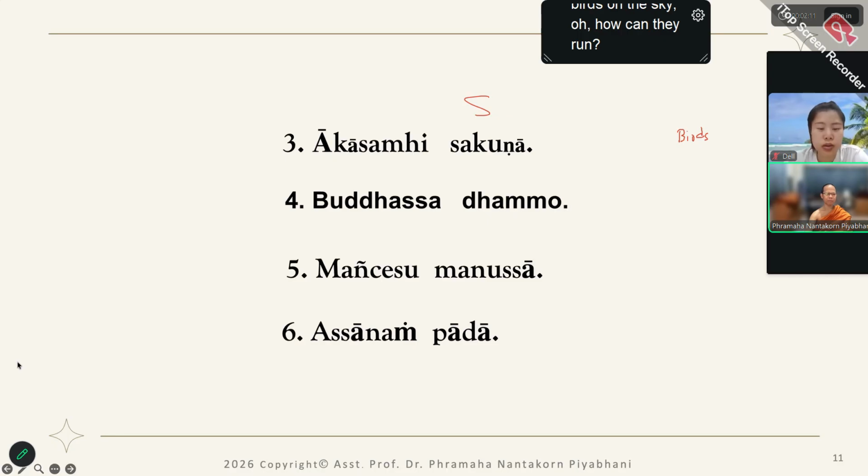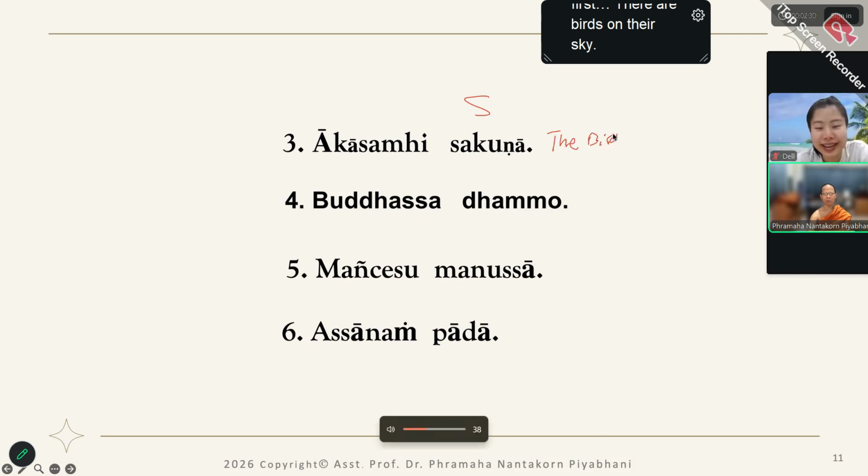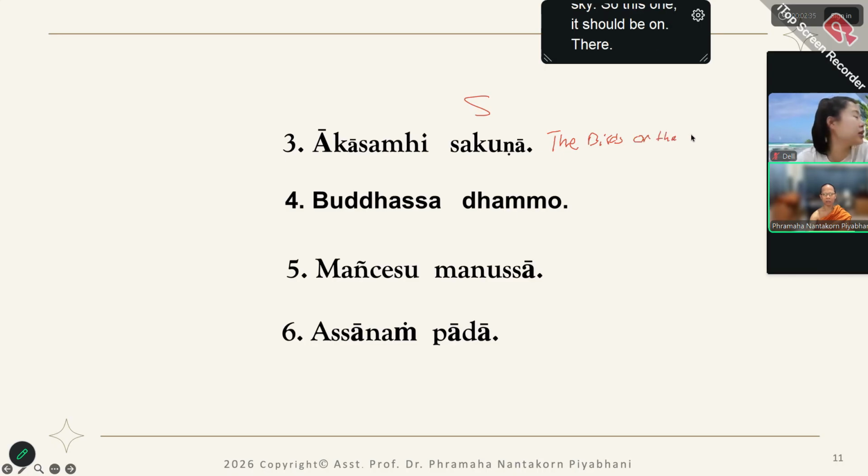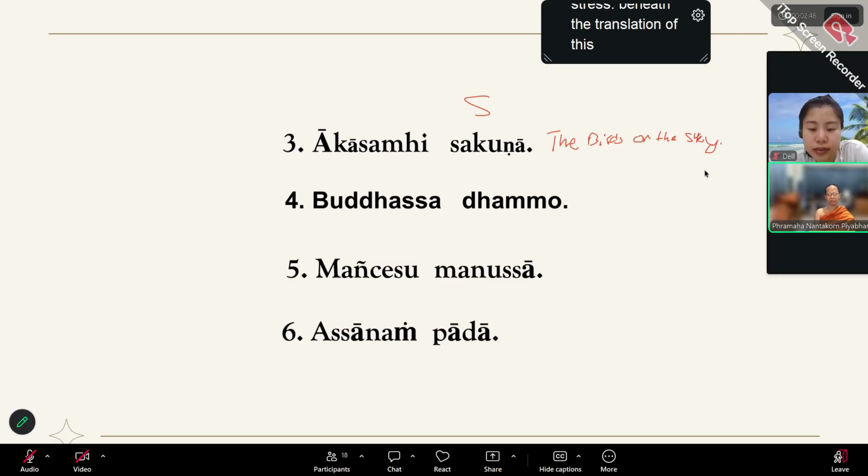Oh, how can I write? Let me delete this one first. The birds on their sky. On, right? In, on, and. So this one, it should be on their sky. Finish this phrase. Finish the translation of these Pali terms. The birds on their sky.